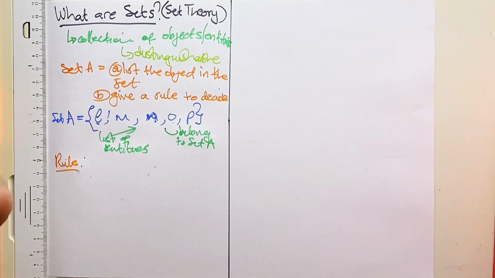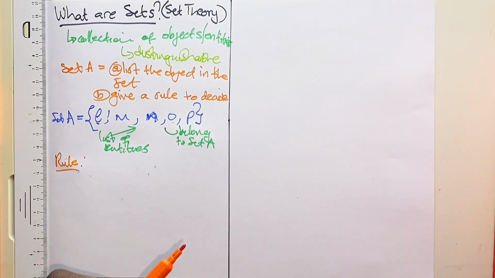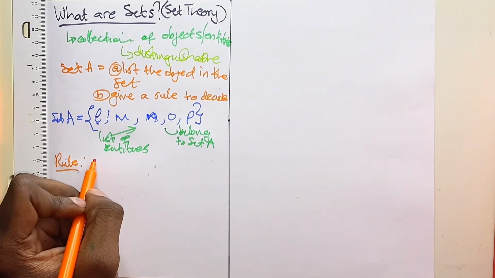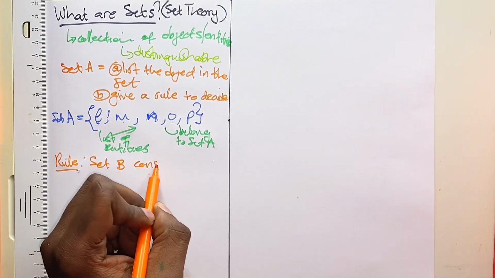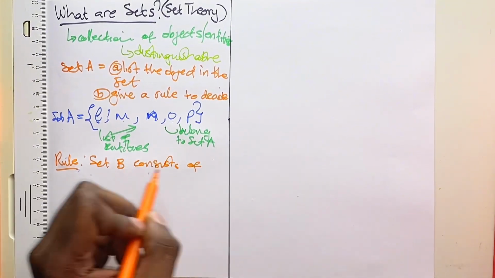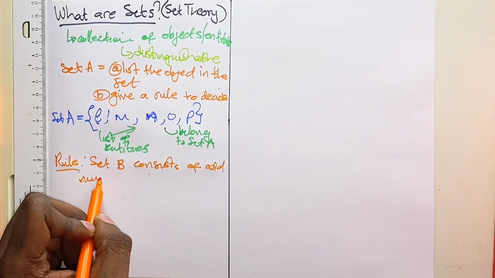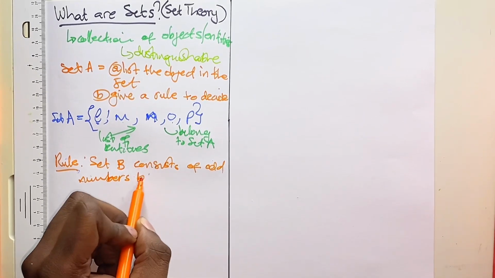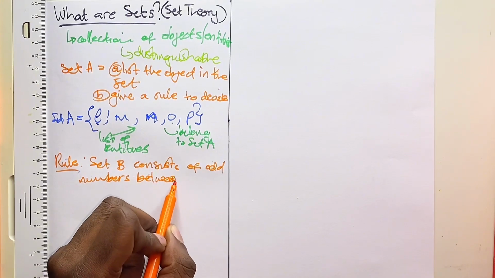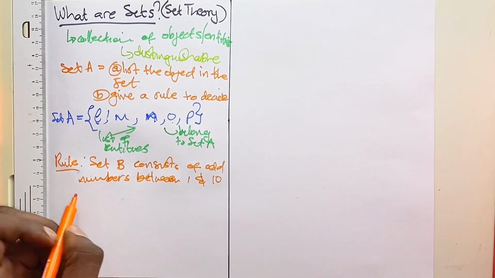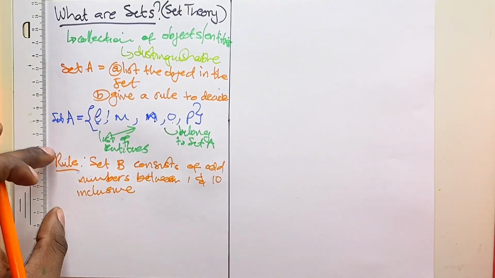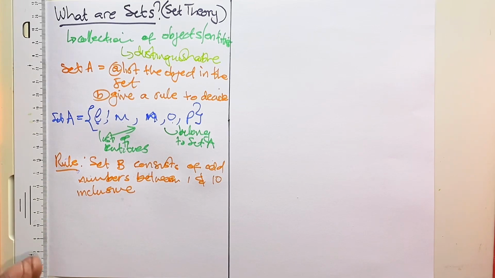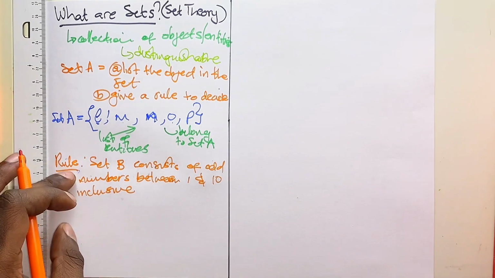Now, if I cannot list all my entities that belong to a particular set, I can also provide a rule. We said you must give a rule to decide whether an entity belongs to a particular set. Let's say in this instance, my rule says set B consists of odd numbers between 1 and 10 inclusive. Now, this is my rule. It says that set B consists of odd numbers between 1 and 10.